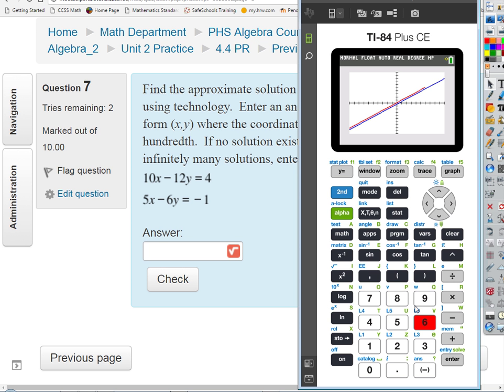Okay, now what about that? Those lines look like they're parallel. Okay, so how do we know if they really are parallel? Well, here's a trick.